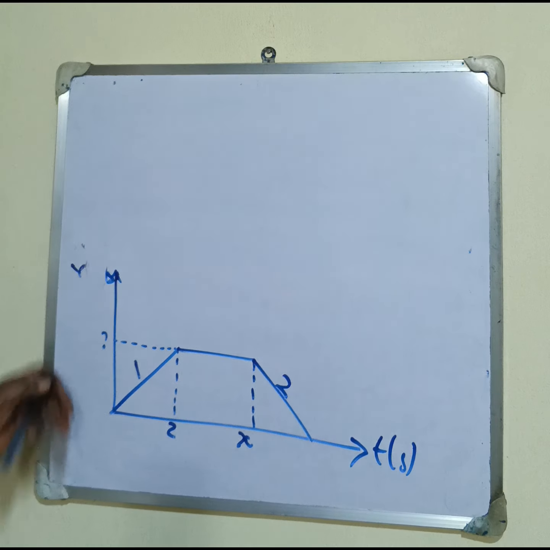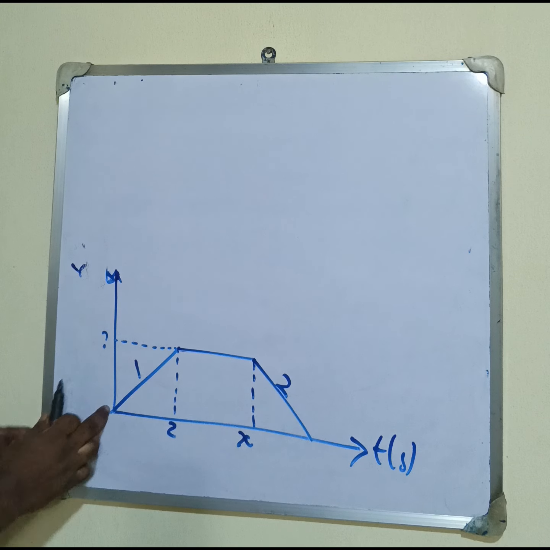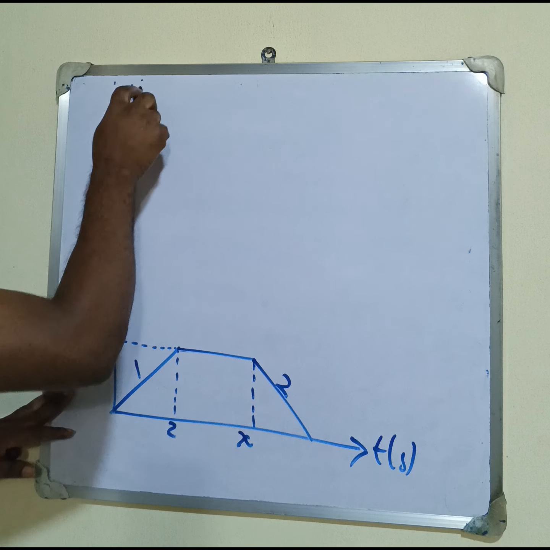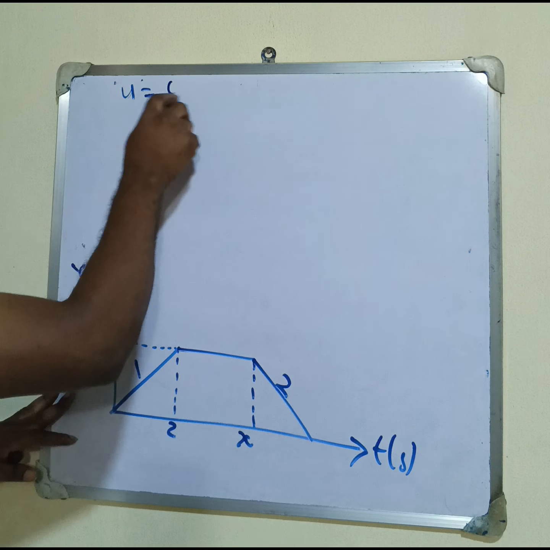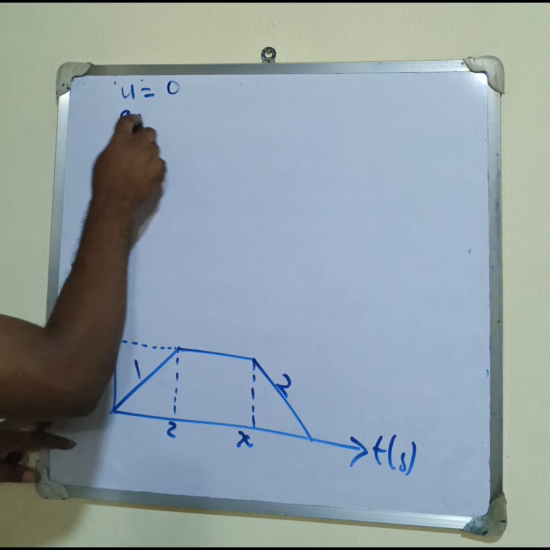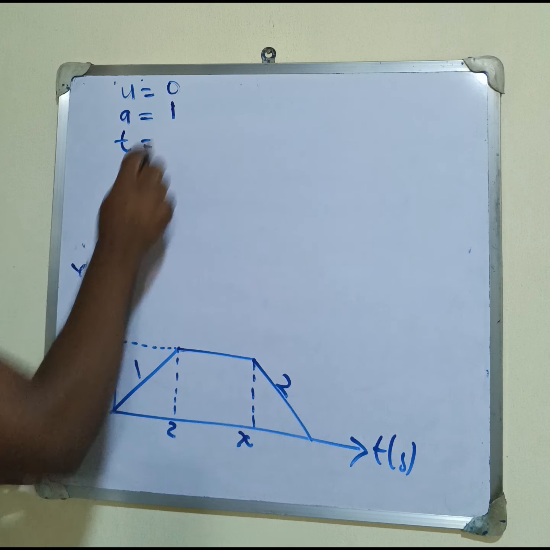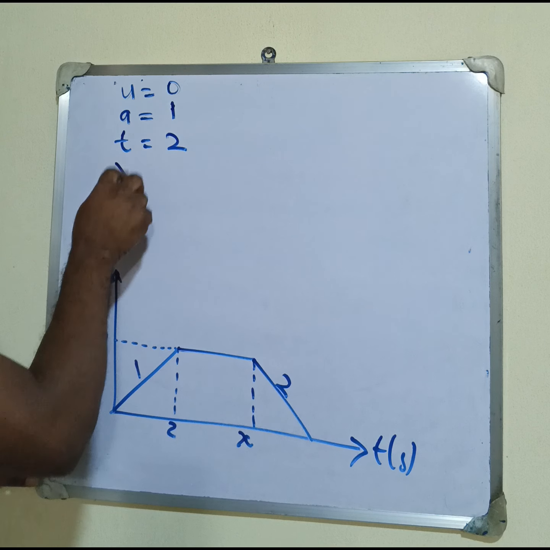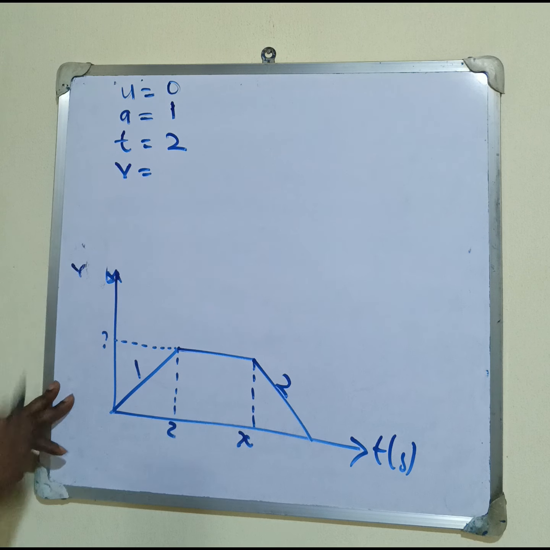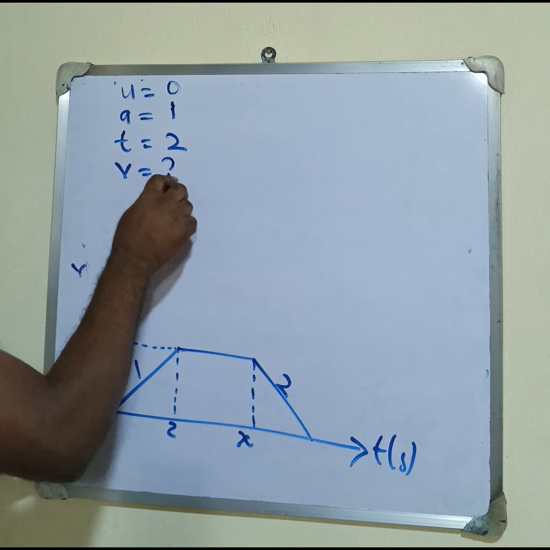So let's see. From here to here, let's bring out what we have. We have the initial velocity u, because it starts from rest, is 0. We have the acceleration, which is equal to 1. Then we have the time, which is equal to 2. So we can use these 3 parameters to figure out what our final velocity is. Then we are looking for v.